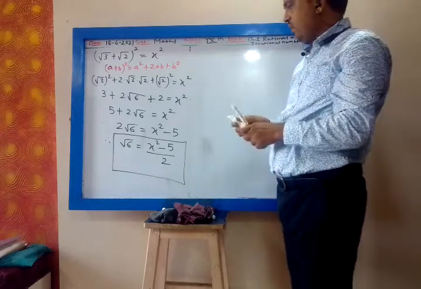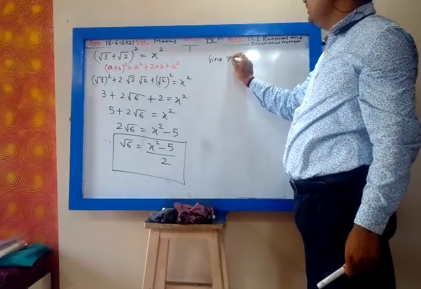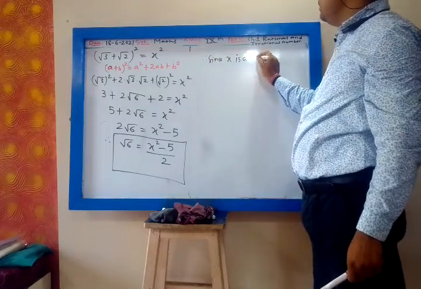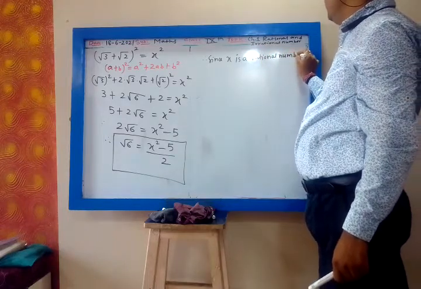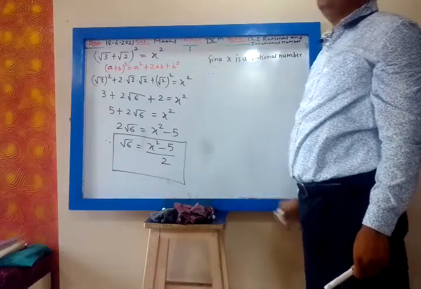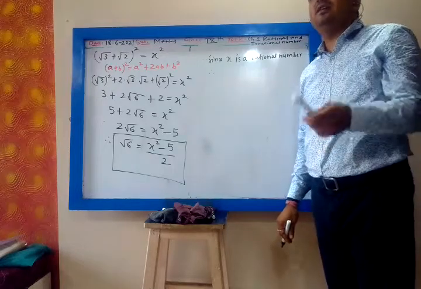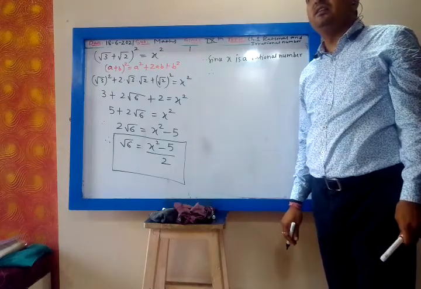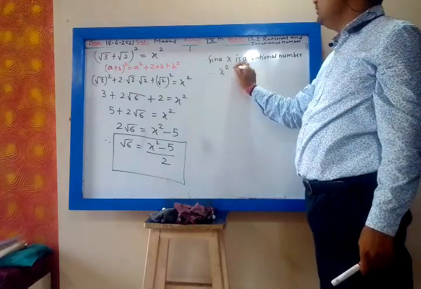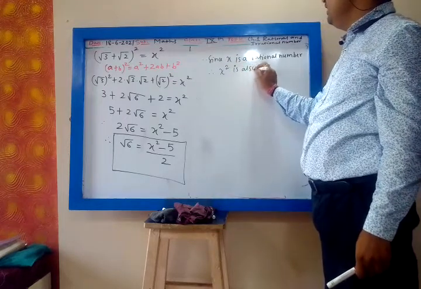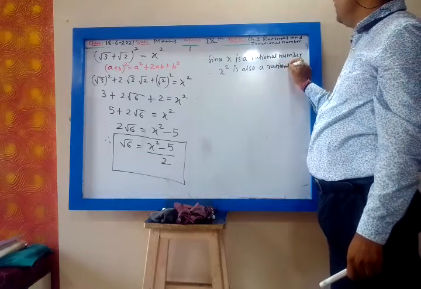Now we'll see. Now let us make use of that. Since x is a rational number, what will be the square of x? For example, 3 is a rational number. What is 3 squared? Rational or irrational? Rational. So x square is also rational. If x is a rational number, x square is also a rational number.